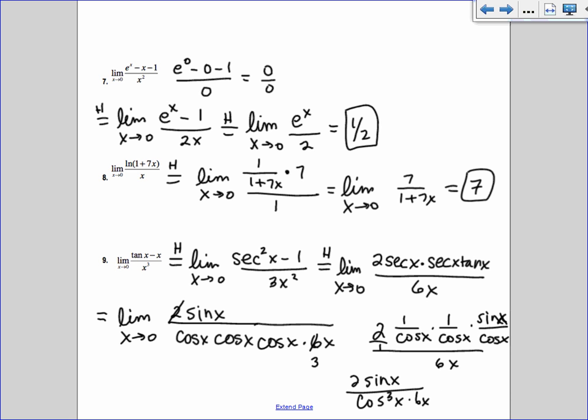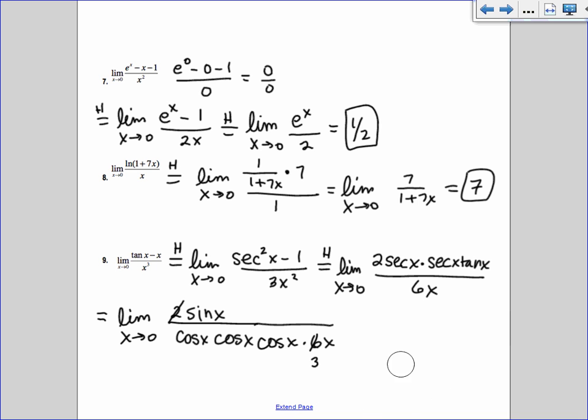Wait, did it change to what? We haven't done that yet. We haven't done the derivative yet. We're just trying to clean it up a little bit. Still pretty gross though, right? So here's what we have. We have 3x cosine of x cubed. Ugh.